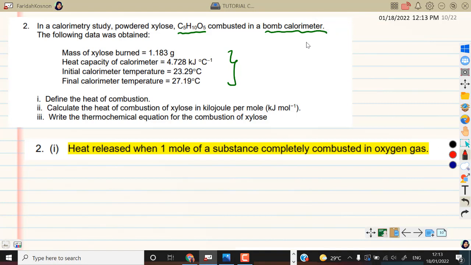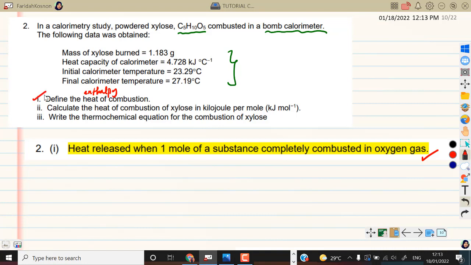So we need to define first what the heat of combustion, or enthalpy of combustion, is. The answer is: the heat released when 1 mole of a substance is completely combusted in oxygen gas. This must be the answer. If you write it wrongly, it is wrong.